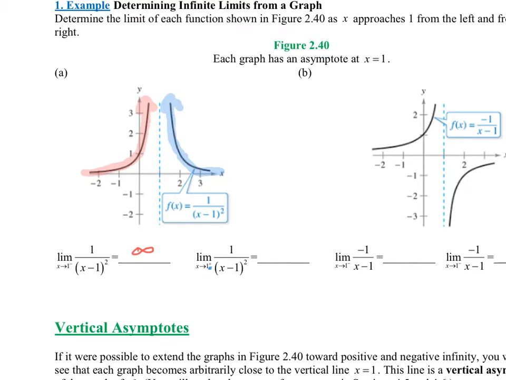So if someone said what's happening at that point, you could say, because the left and right agree, the limit as x approaches 1 of 1 over (x minus 1) quantity squared. Because they approach the same direction, it's not that the limit exists at the point, it doesn't exist, but you could say the behavior approaches infinity. So we would say equals infinity.